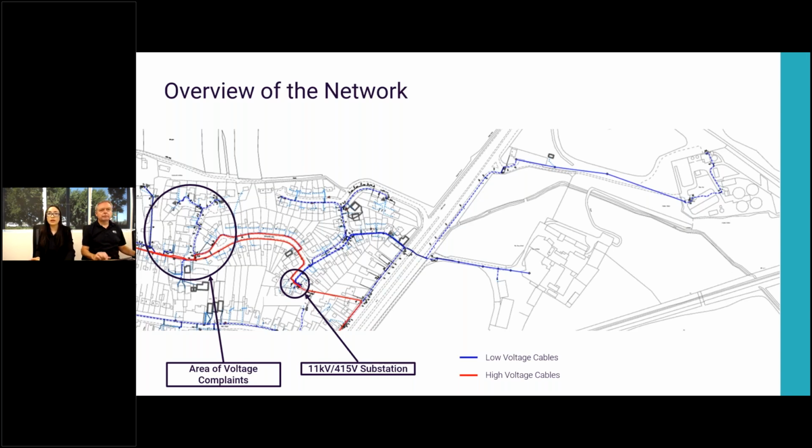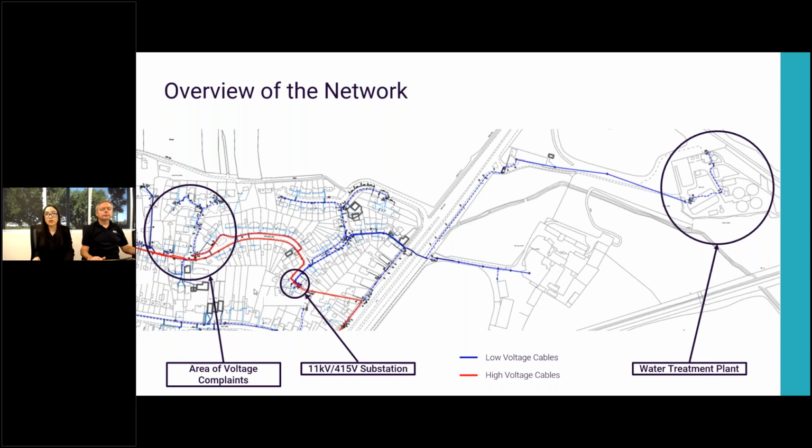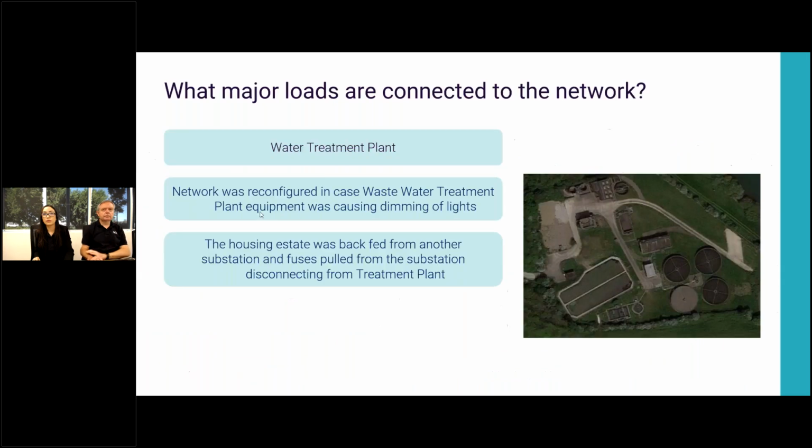Then we also look at what other major loads could be there, probably being the source of the problem. We can easily see this one here, which is the water treatment plant that is connected to the same substation that connects the consumer. So the electricity company decides to rearrange the network in a way that isolates the area of concern from the possible source of the problem.